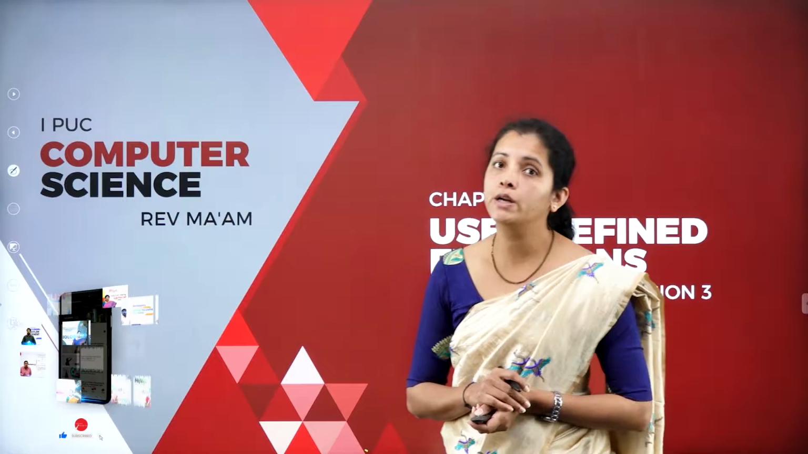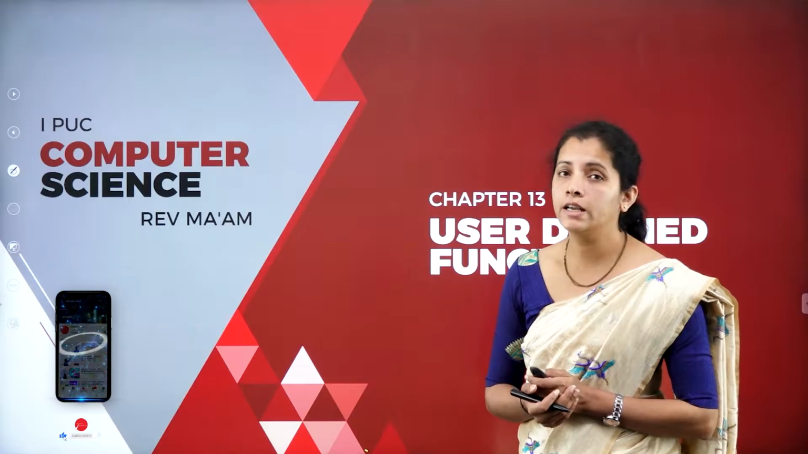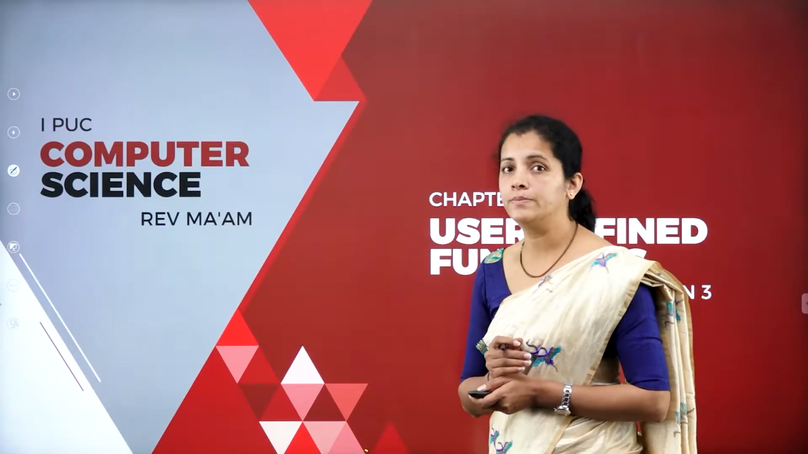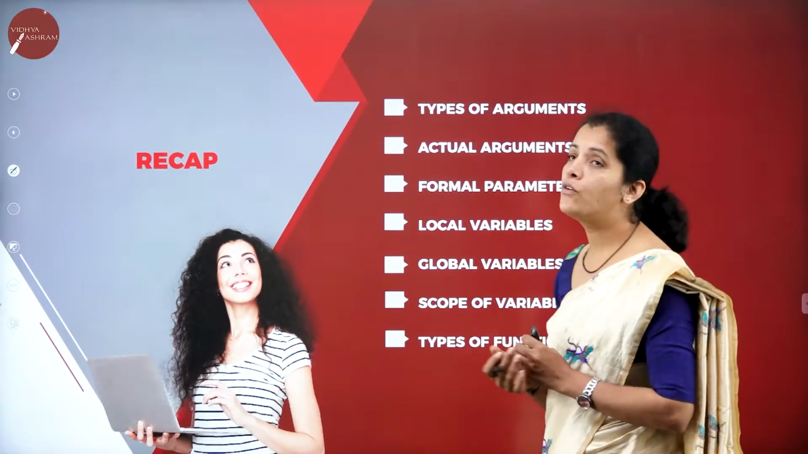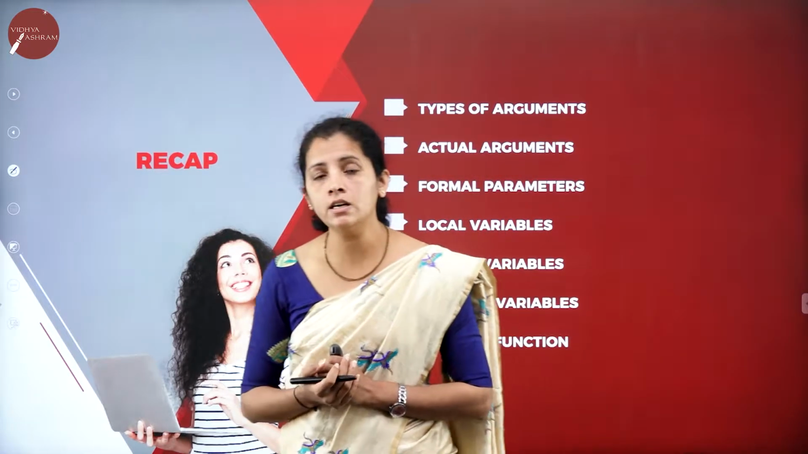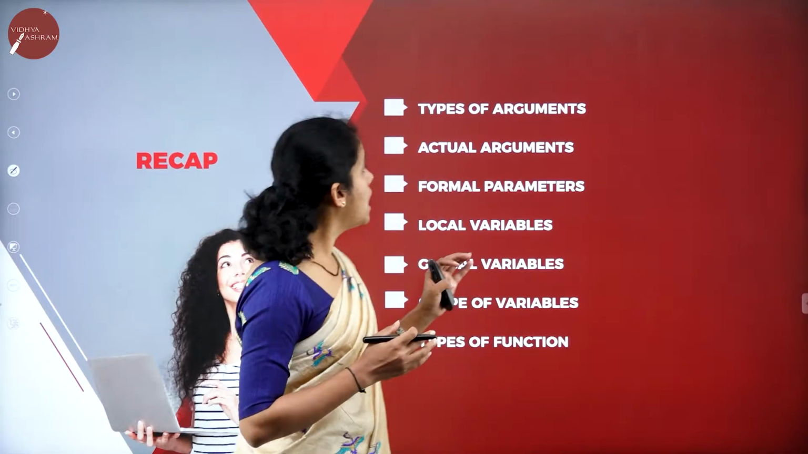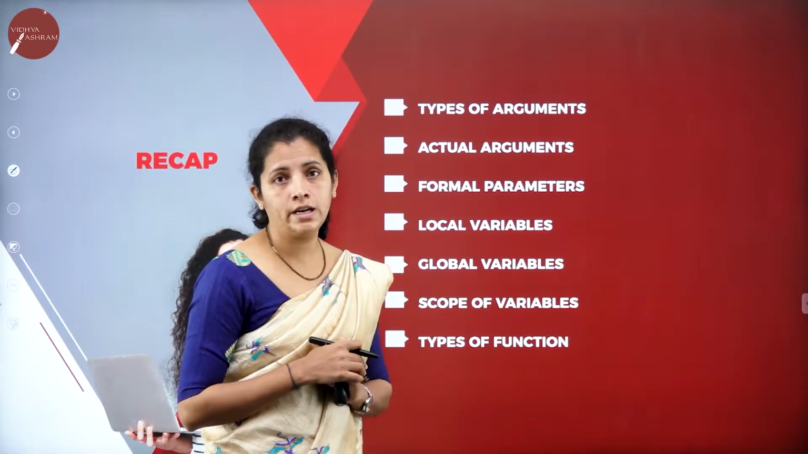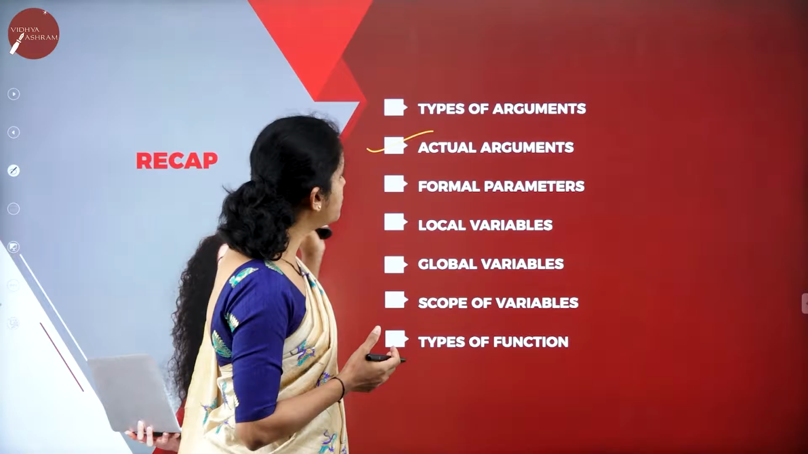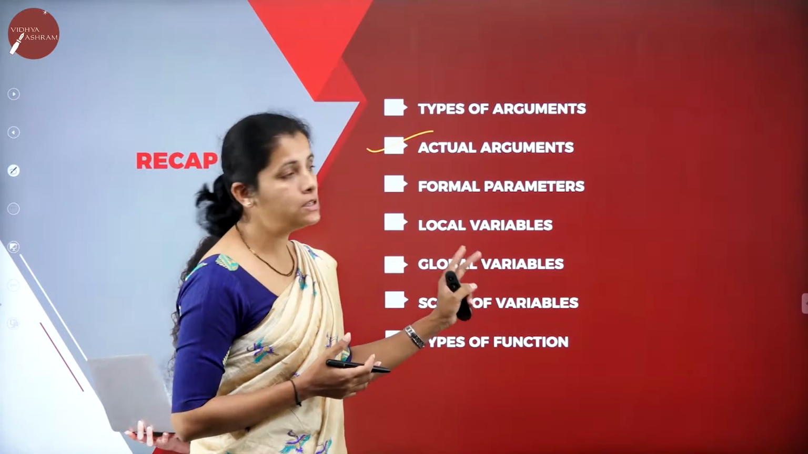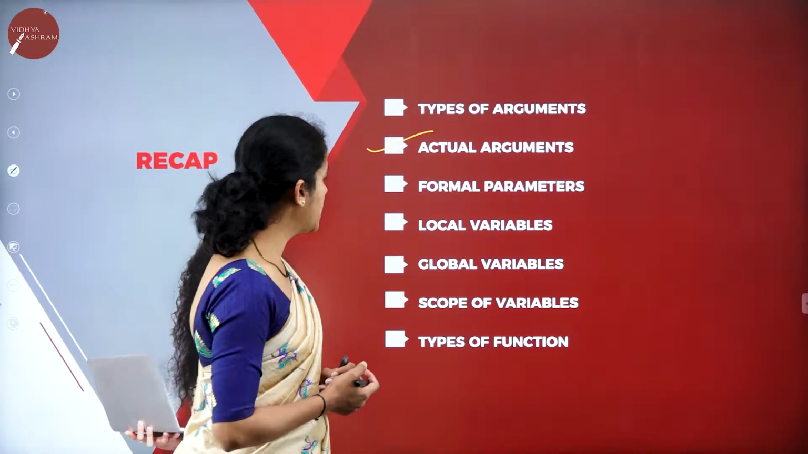Before going to start today's session, let me recall what I have covered in the last session of this chapter. In the last session, I started with types of arguments. So what is an argument here? Arguments are nothing but the variables, and they are classified into 4 different types: actual arguments or actual variables, formal arguments or formal variables, global variables, as well as local variables.